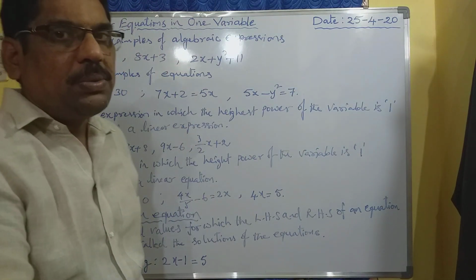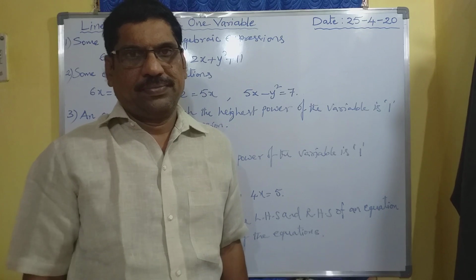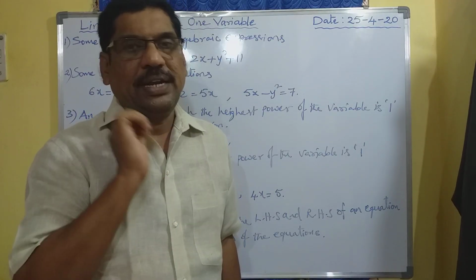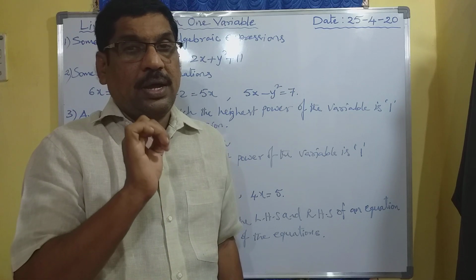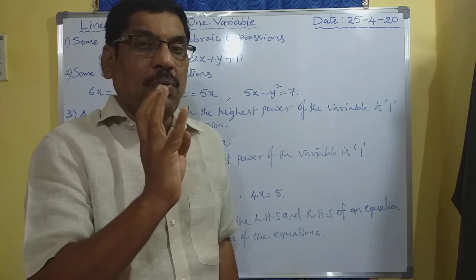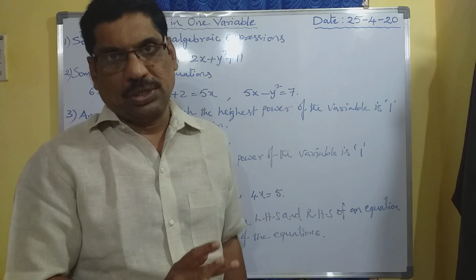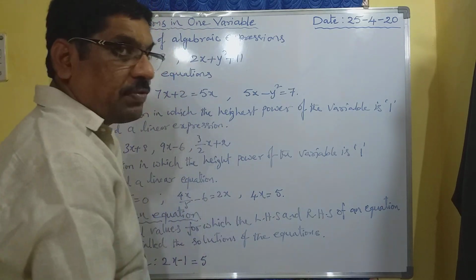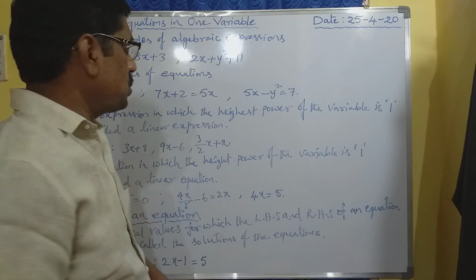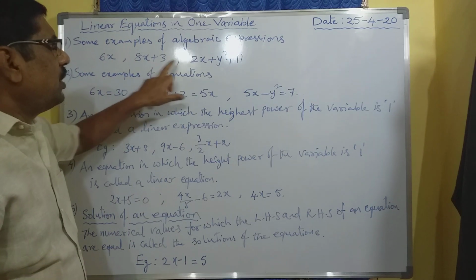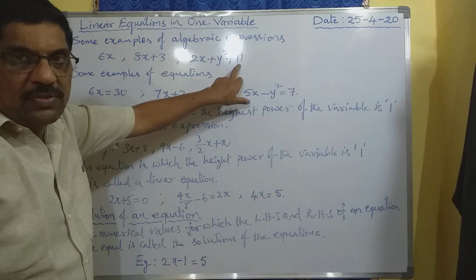What is an algebraic expression? An algebraic expression is a mathematical sentence which contains variables, constants, and also some binary operations. Now look at this. Here I have given some examples for an algebraic expression: 6x, 8x plus 3, 2x plus y square plus 11.